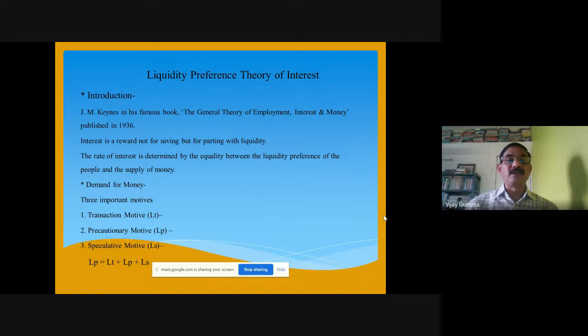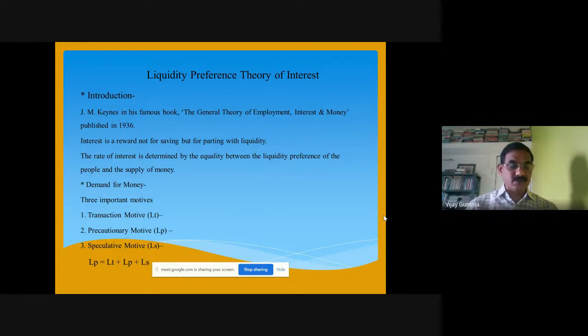Liquidity preference theory of interest has been propounded by the modern economist Lord John Maynard Keynes in his famous book, The General Theory of Employment, Interest and Money, which was published in 1936.